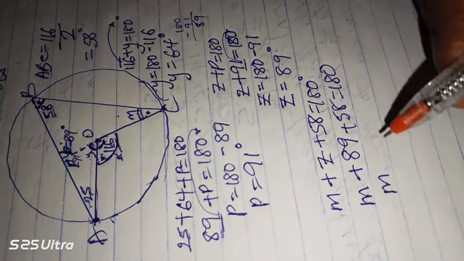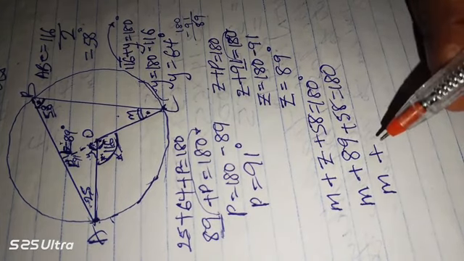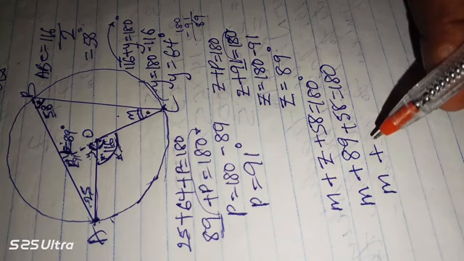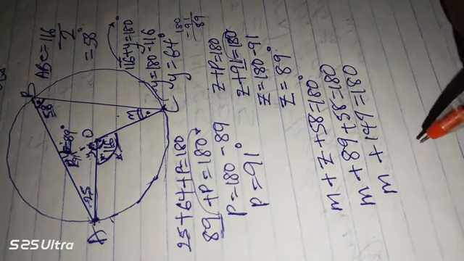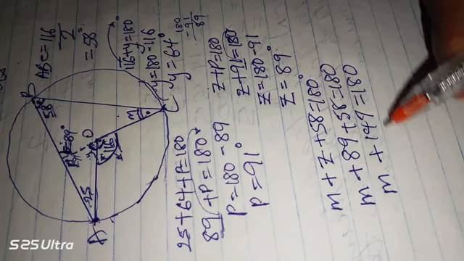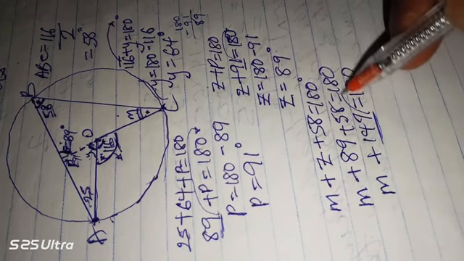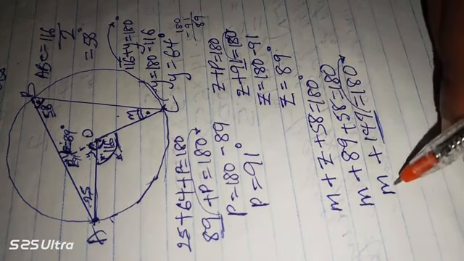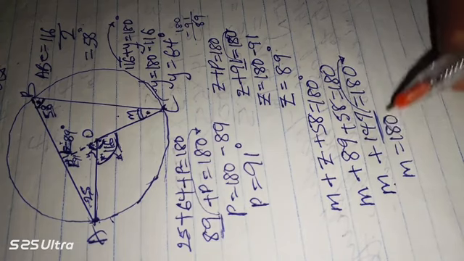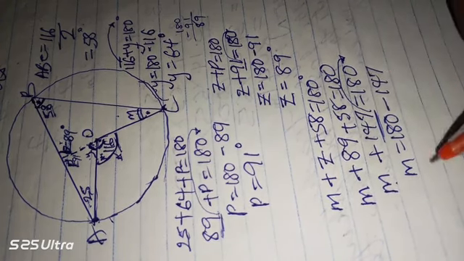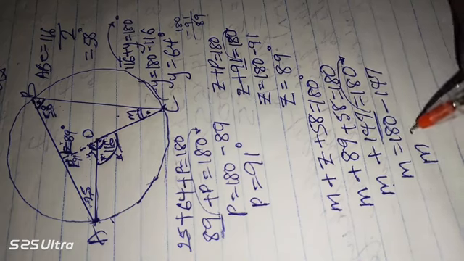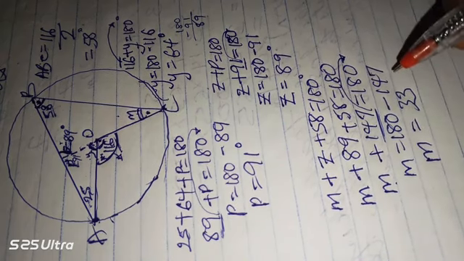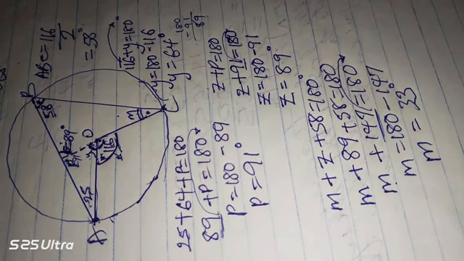Angle M plus 58 plus 89, which is 147, equals 180. We'll collect like terms. The 147 will move to the other side. So our M is equal to 180 minus 147. 180 minus 147 will be 33 degrees. So we have gotten our answer, M equals 33 degrees.